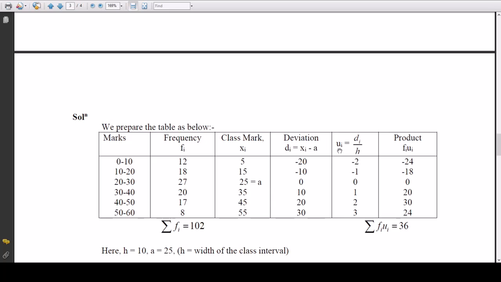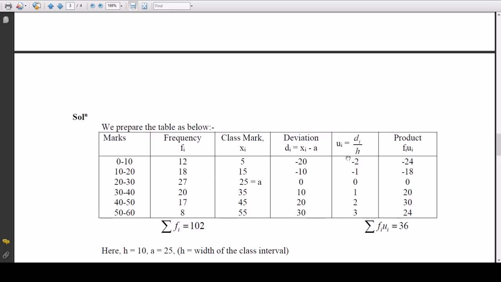Now the ui will be di by h. di is 20. h is the width of the class interval. 0 to 10 is 10, 10 to 20 is 10, 20 to 30 is 10. Always 10 will be the value of h.